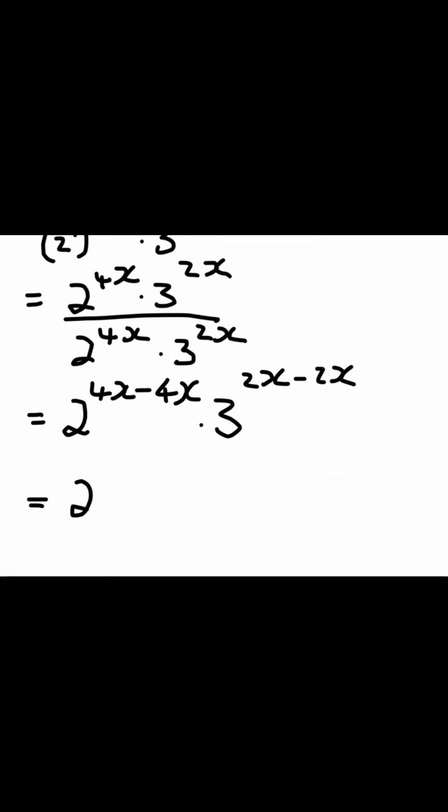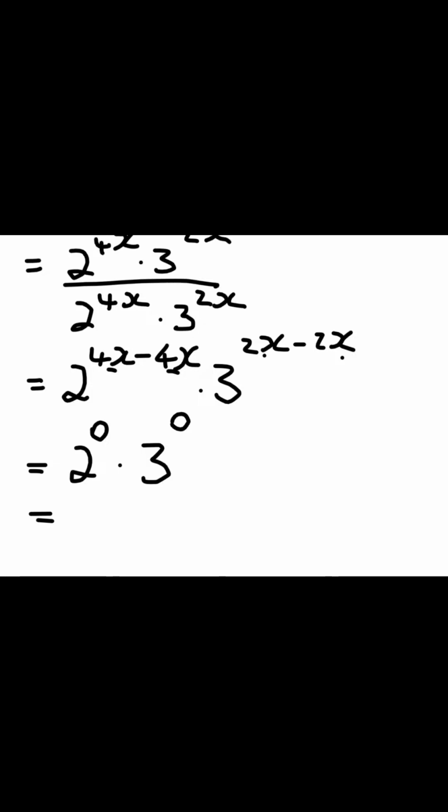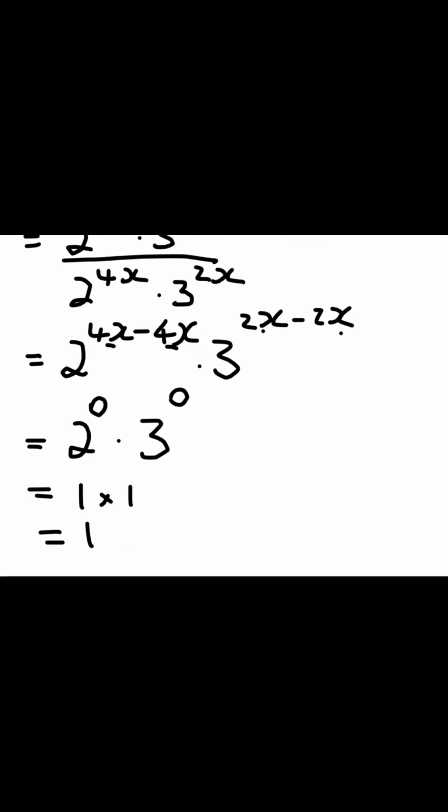So can you see, we end up having 2 to the exponent. What is that minus that? Definitely 0. What is that minus that? Definitely it is 0. So you end up having 2 to the exponent of 0. We said anything to the exponent of 0 is 1. Yes, I meant to say 2 to the exponent of 0 is 1, multiplying 3 to the exponent of 0 being 1. 1 times 1 is equal to 1. And that's how you work it out. I hope that makes sense.